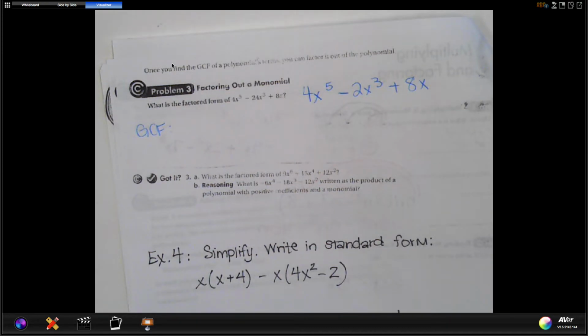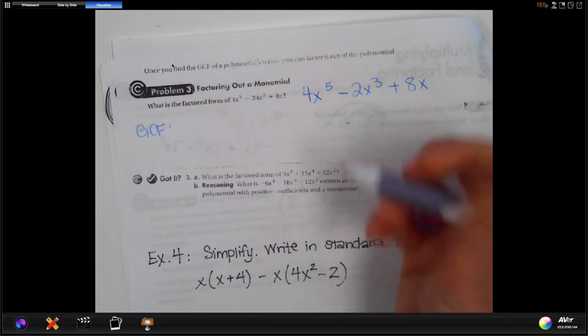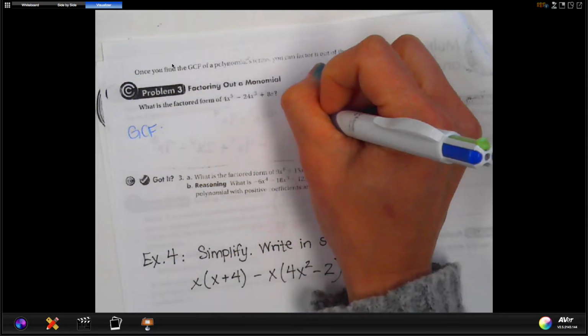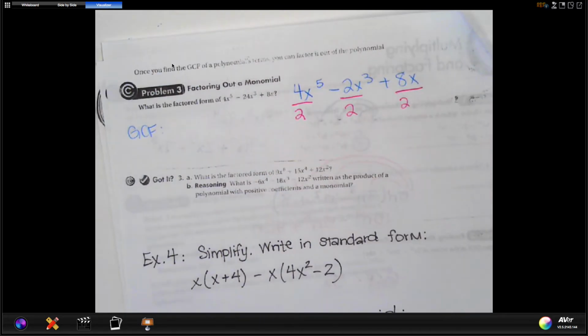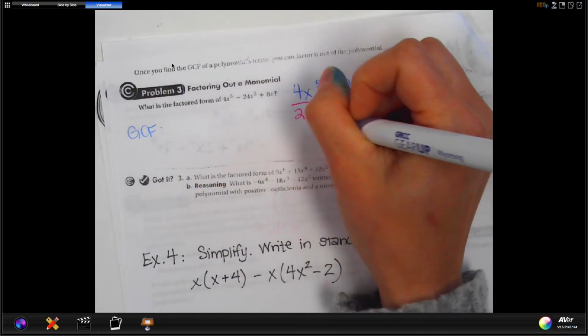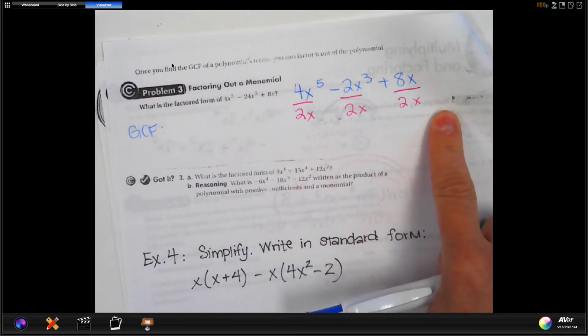Elvin, what is it? 4x. It is not 4x. Nope, it's not that either, Emma. 2x. 2x is the largest number that you could divide all of these by, okay? So I'm going to divide all of them by 2. And I can take out an x out of all of them. So I'm going to divide all of them by 2x. And what am I going to do with this 2x?